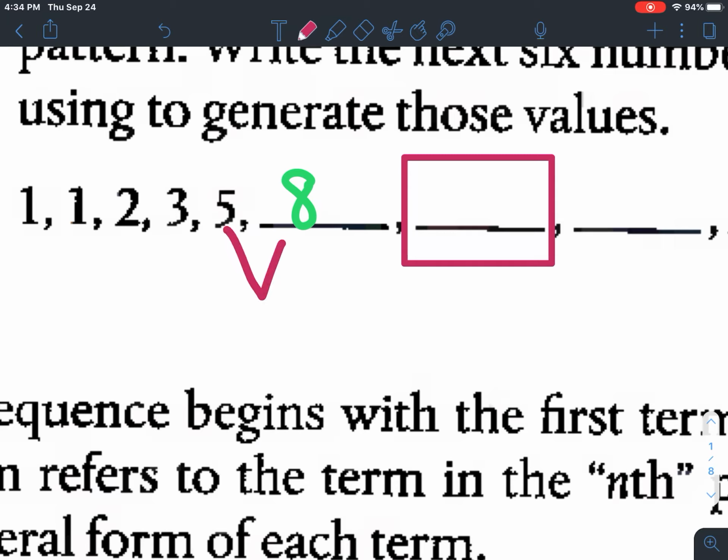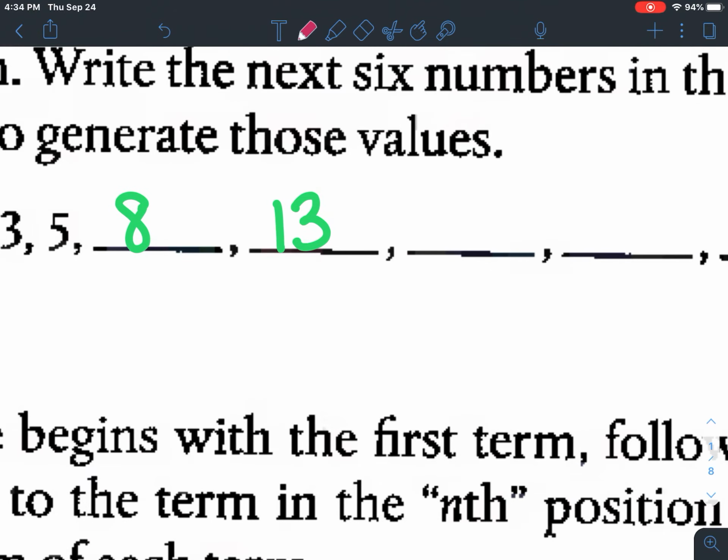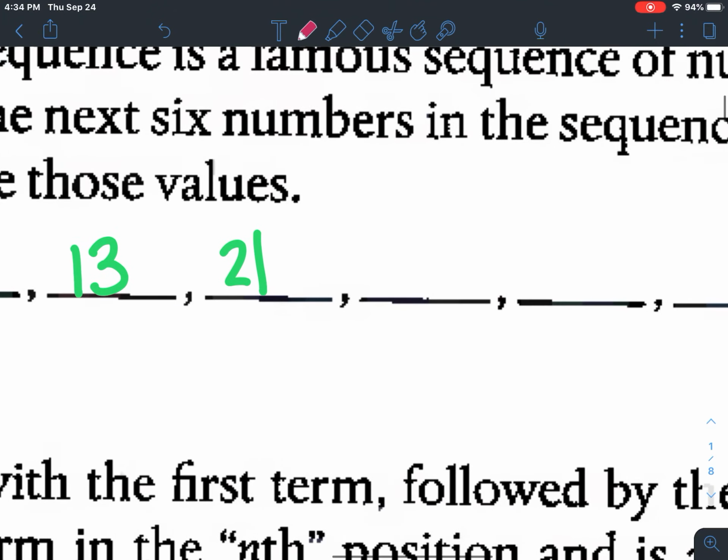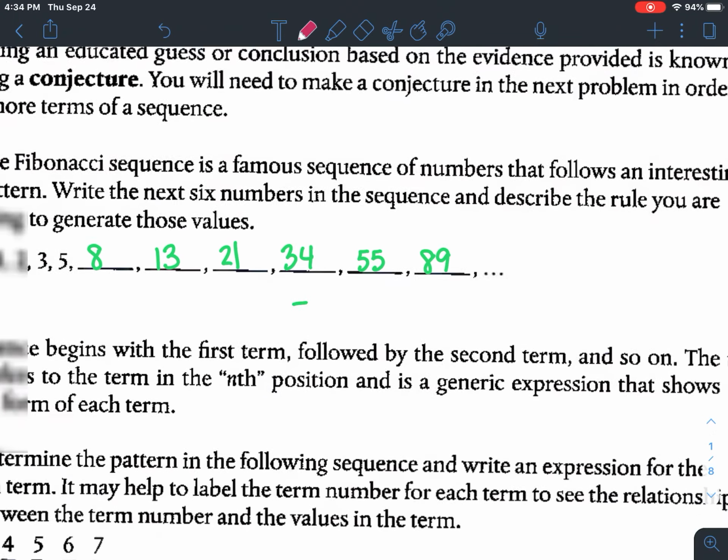5 plus 8, and that gives us 13. And then 8 plus 13 gives us 21. 13 plus 21 gives us 34. 21 plus 34 gives us 55. And 34 plus 55 gives us 89.